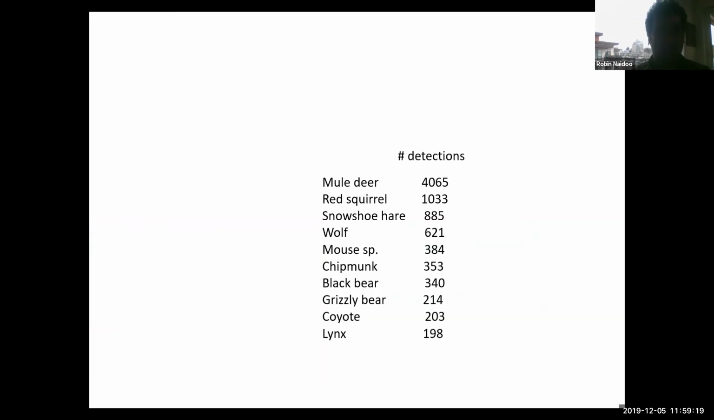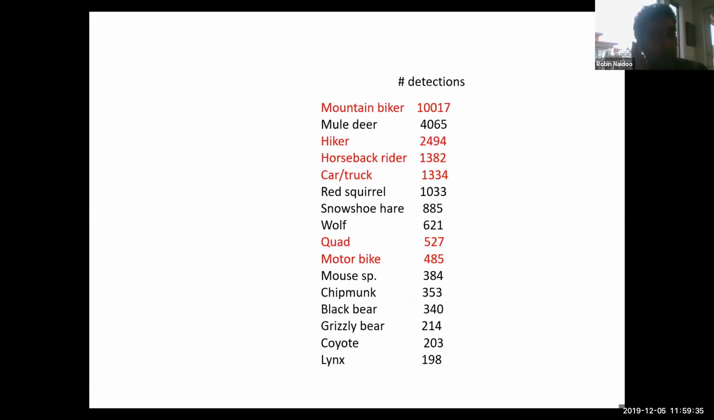So this gives you an idea. This is a less sophisticated way of presenting simply the relative abundance of the different species that we detected from camera traps. You can see the top 10 list of wildlife species detected from cameras. Next slide, Arnaud. But if you add in the humans to the system, we can see that, despite the fact that this is really a wilderness area, humans are actually dominating the detection rates at this site.